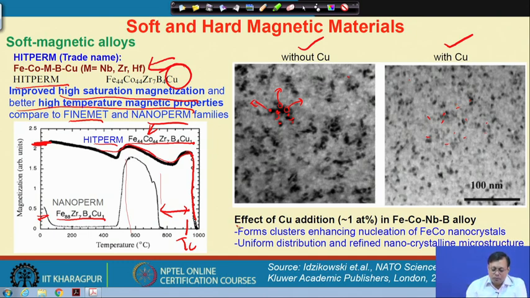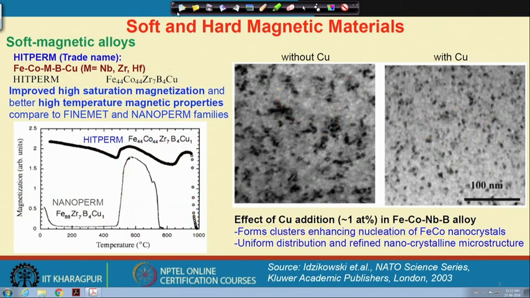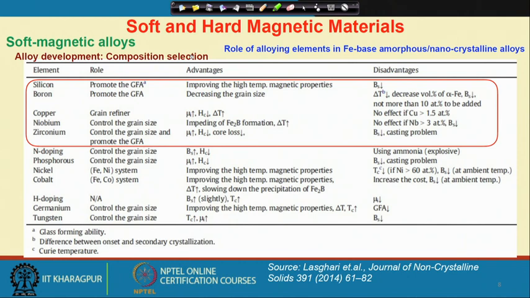The effect of copper addition is basically two ways: it forms a cluster that enhances nucleation of these iron cobalt nanoparticles. Here I have alpha iron cobalt nanoparticles, and also the uniformity of the distribution of the nanocrystallinity in the microstructure could be achieved by addition of only 1 atomic percent of copper. These are some of the very interesting microstructural tuning aspects, as a metallurgist, for the development of soft magnetic alloys.